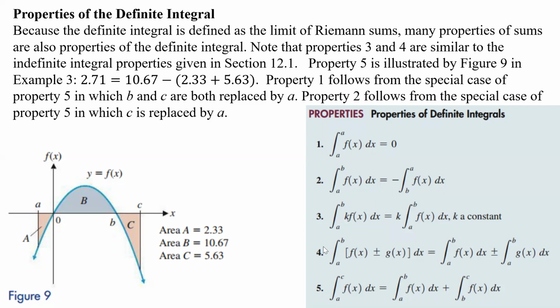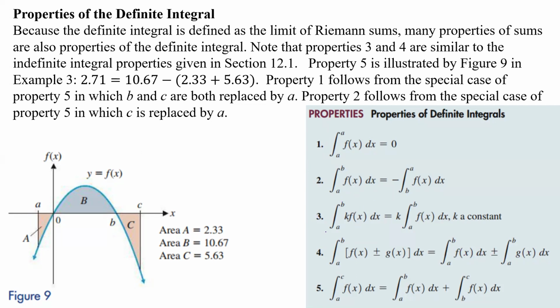the indefinite integral properties given in 12.1. You can pull out a k and have k times the definite integral from a to b of f of x dx, basically just pulling out a constant. And if you have the integral of the sum or the difference of two functions, you can split it into the sum or difference of two integrals. That's a nice thing for 3 and 4. We've already learned those. We don't have to do anything different. We just apply them here.